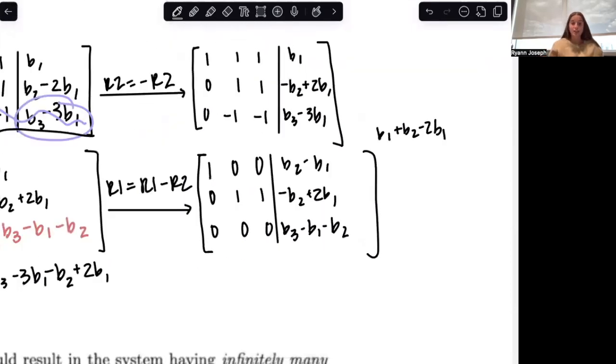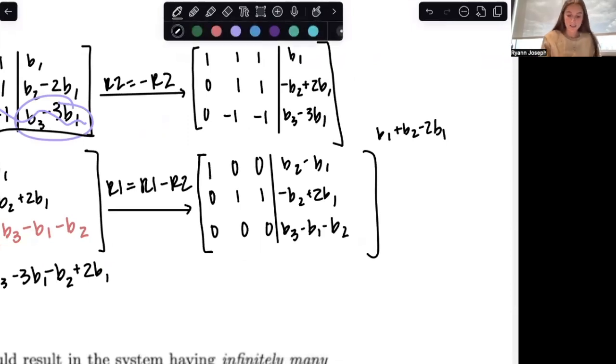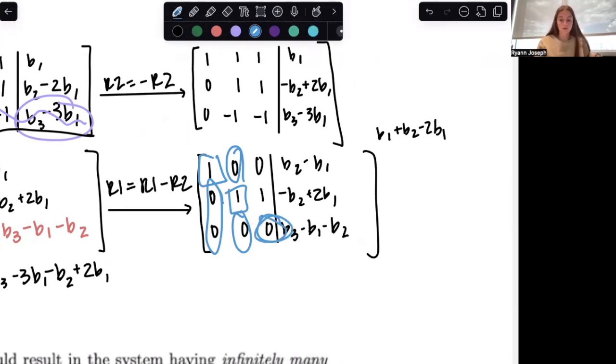Okay, looking at this matrix, looking at A, I can see this is the reduced or echelon form because pivot variable, non-zero in its column. Pivot variable, non-zero in its column. That's it. There's nothing here, so this can't be the third pivot variable. So this is our reduced row echelon form.